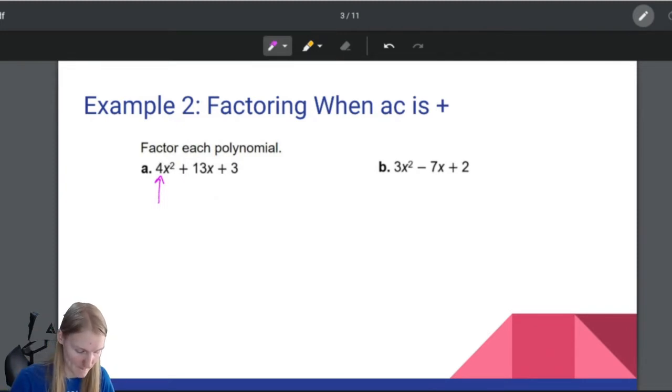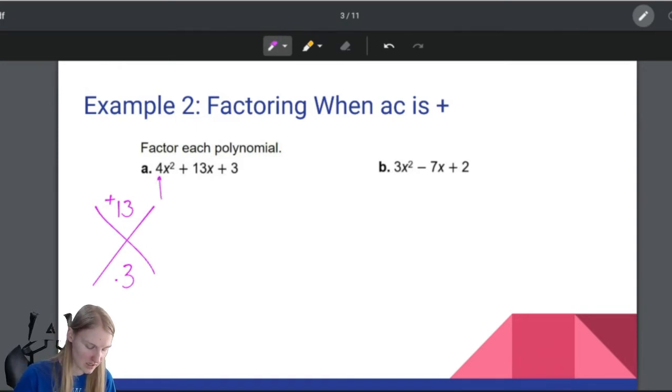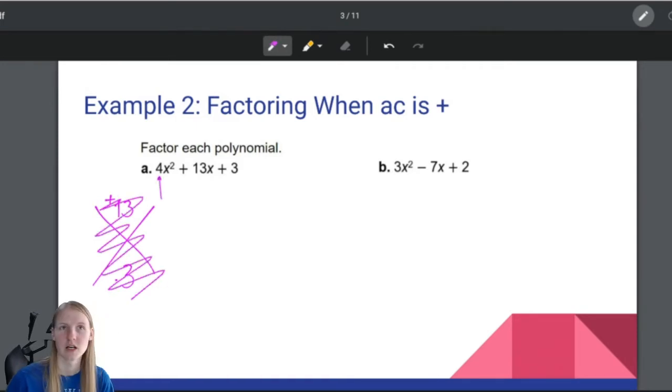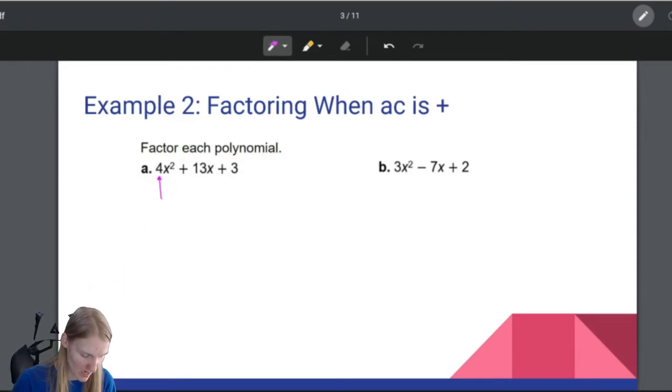So, bummer. Normally, I would say let's look at things that add to 13 and multiply to give us 3. But because this 4 is here, it is not that easy. We actually can't do this. Because that 4 is there, we can't do that. So, I'm going to show you. The textbook does it in a different way. I'm going to show you the way that I like to do these problems.